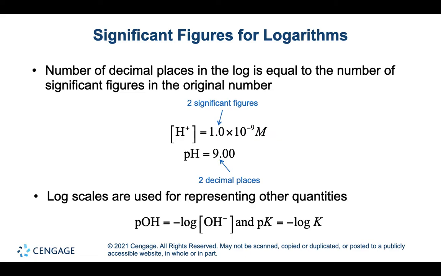Log scales can also be used for other things besides pH. They can be used for representing the molarity of OH-. The negative log of OH- is pOH. Or you could use it to represent the logarithm of your K value, your equilibrium constant. pK would be negative log of K. We'll use that in a few minutes.